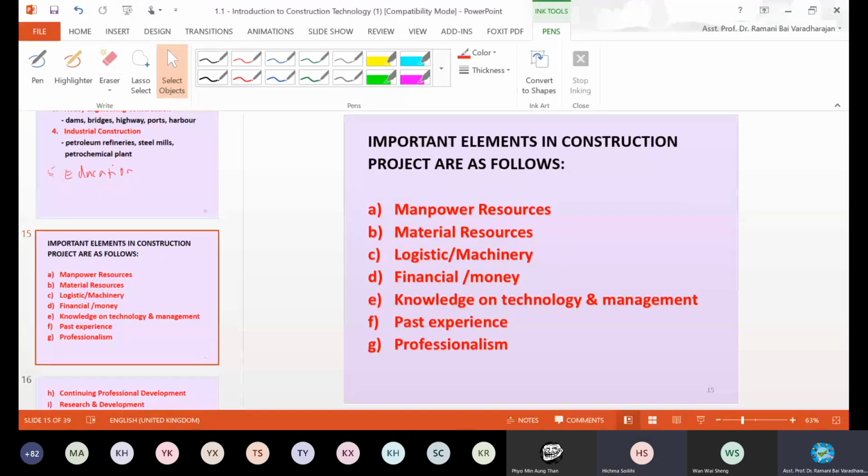Important elements in a construction project. You can see the slide. Yeah, we keep repeating the same, but please remember when you write a question and answer, the answer is there in the question itself. So read the question a few times and then answer properly. Sometimes I may ask, what are the elements of a construction project? Then you need to write down this.